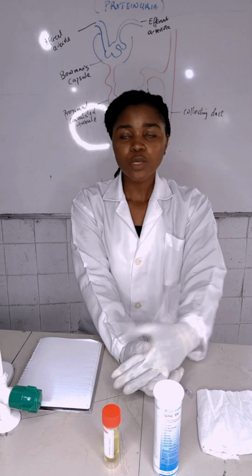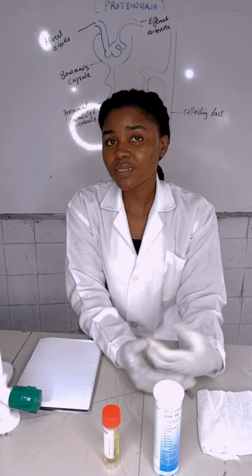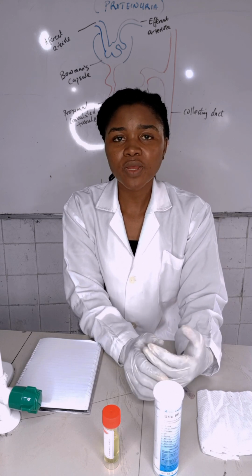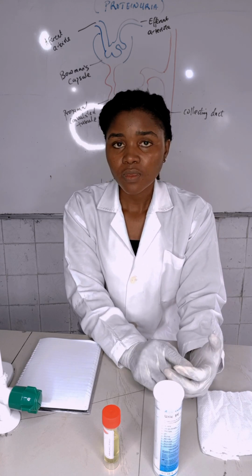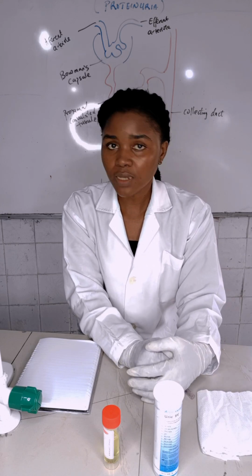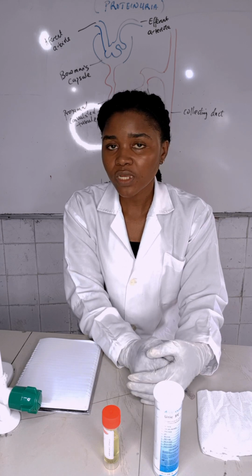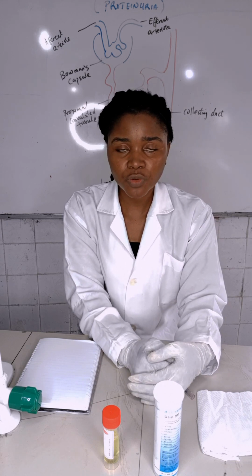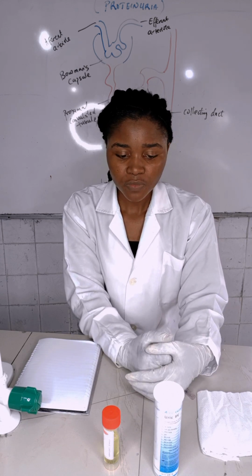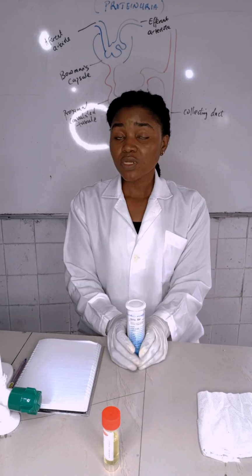Today we'll be looking at urinalysis. Urinalysis is simply the analysis of urine. Urinalysis comprises the physical, chemical, and microscopic examination of urine samples. This is the clinical chemistry laboratory, and so we're going to be looking at the chemical analysis of urine. To do chemical analysis of urine, the simplest way we use nowadays is the urinalysis strip.